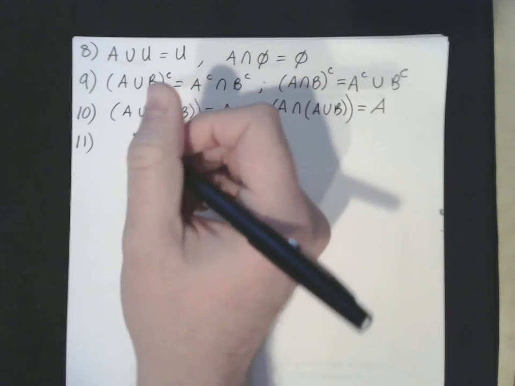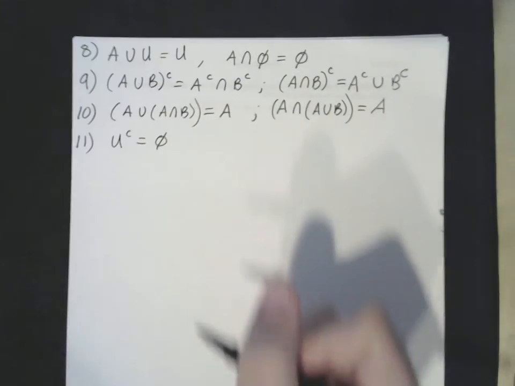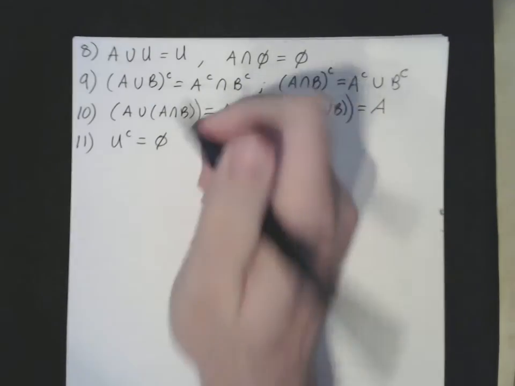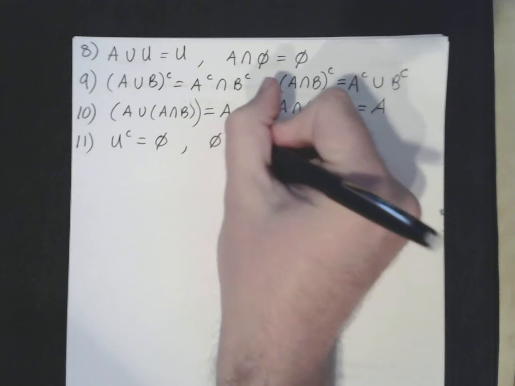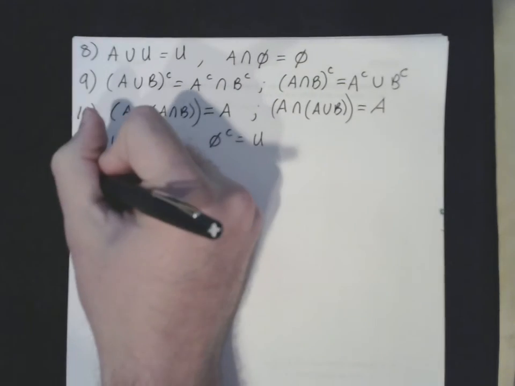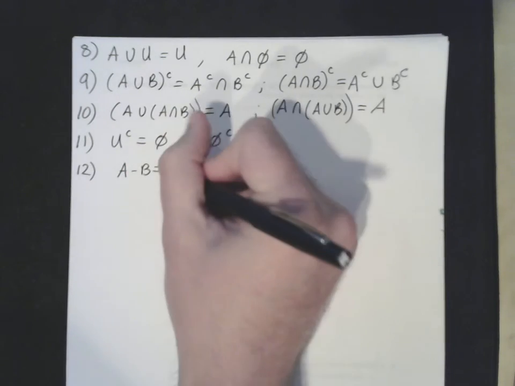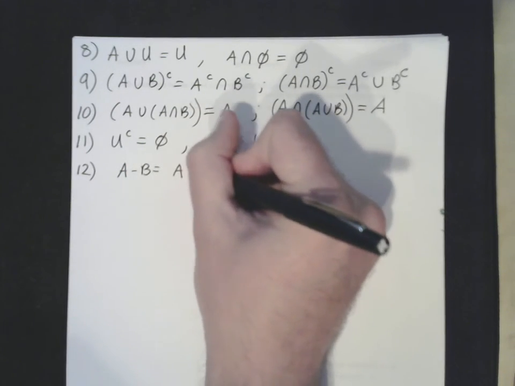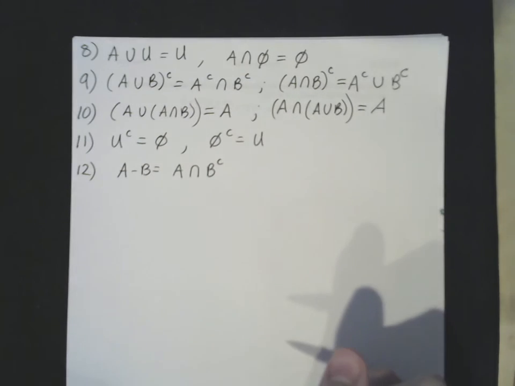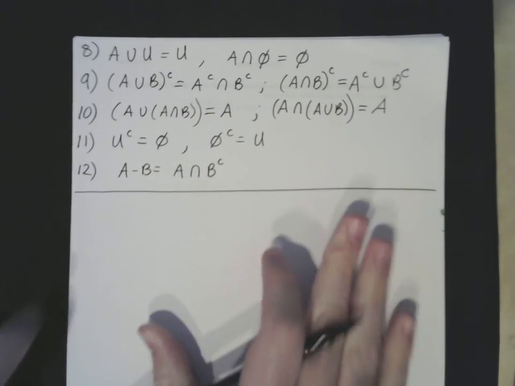Number 11 here, the complement of the universal set U is the empty set, and the complement of the empty set is the universal set. And then the last one again is one that we saw, A minus B is A intersected with B complement. So those are our 12 identities for sets.